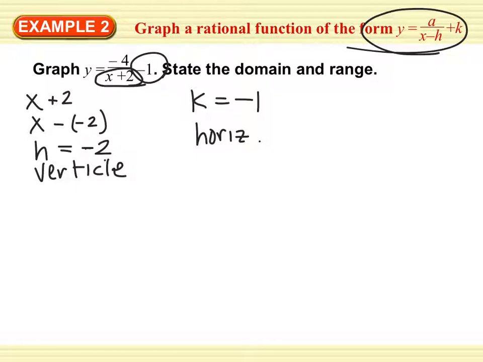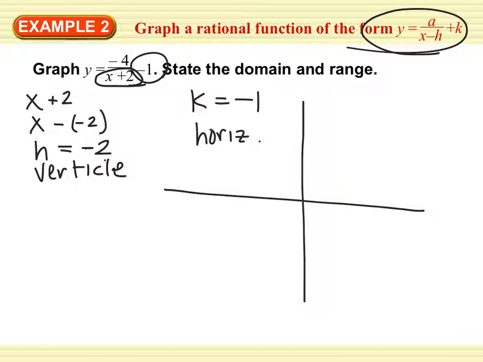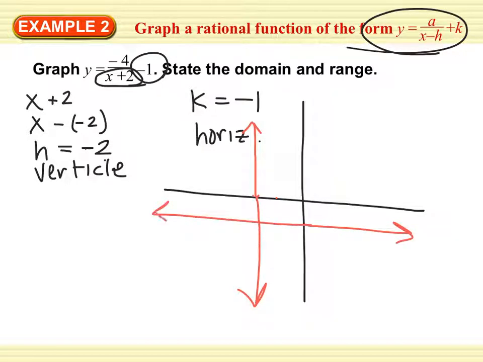Let's go ahead and draw our graph and the asymptotes. I've got h equals negative 2, so I have a vertical asymptote here and a horizontal asymptote at negative 1. Now, what we haven't talked about yet, but is still extremely important, is that the leading term is a negative 4. That means we're no longer in quadrants 1 and 3.